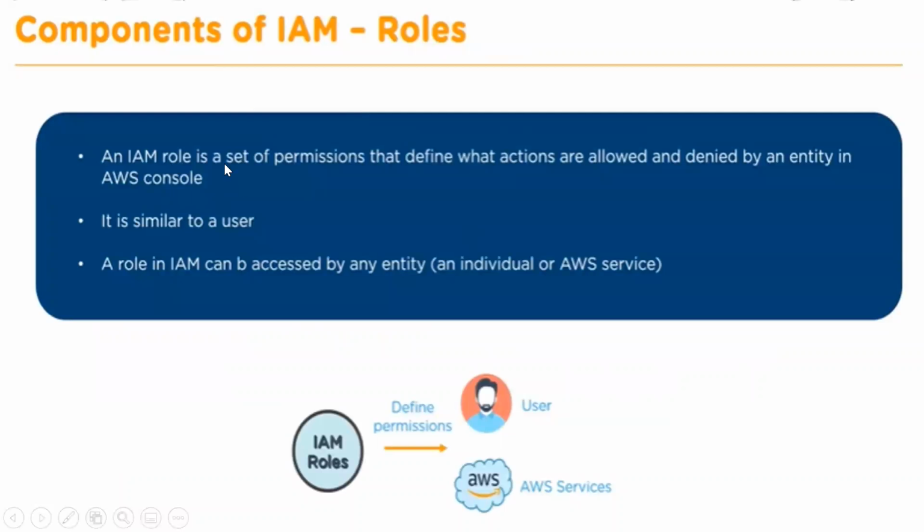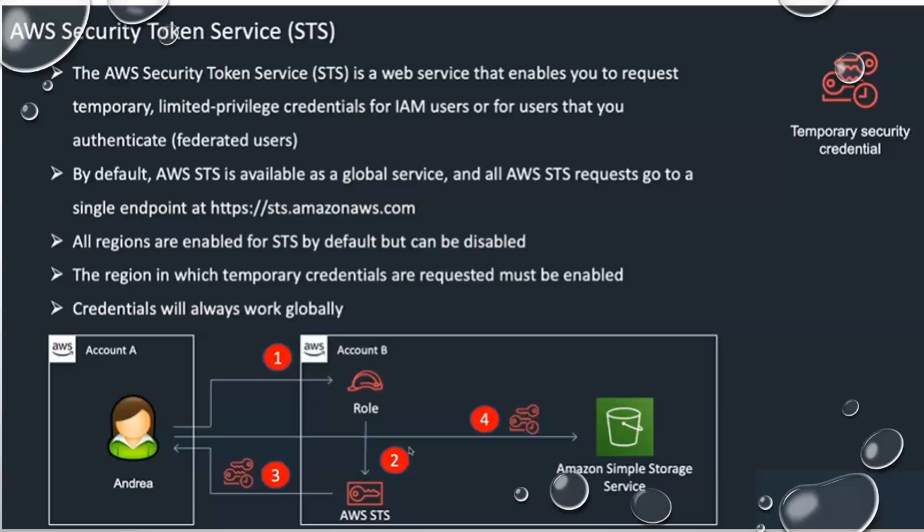So IAM role is a set of permissions, and now this permission will allow one AWS service to talk to another service of AWS. As and when this will come, then we will go ahead and see more and more such type of tokens, such type of access. Now, one more important thing which we should know is STS token. Now, STS token is something which is used for temporary security credentials.